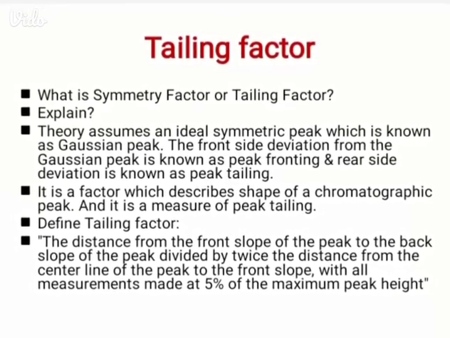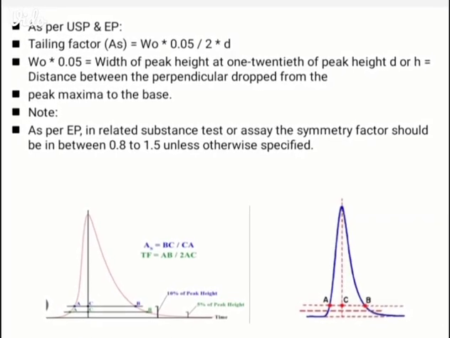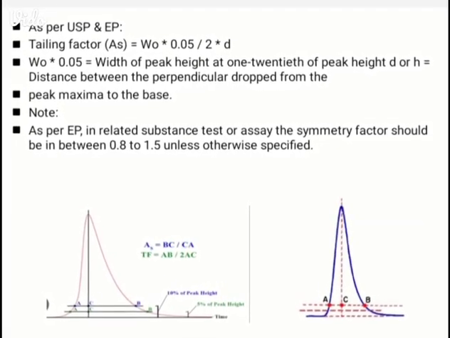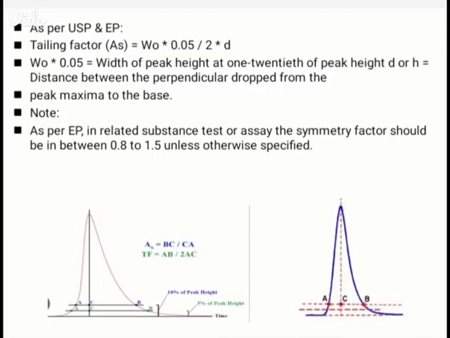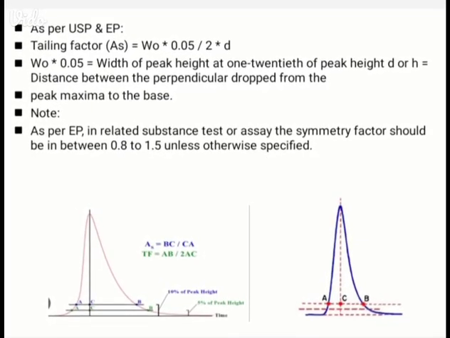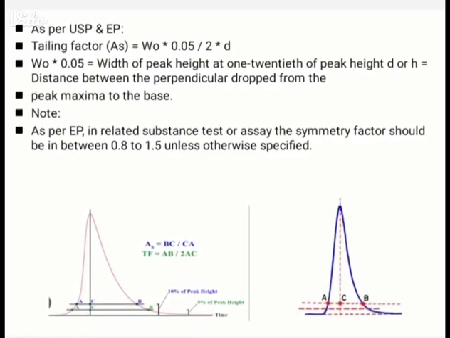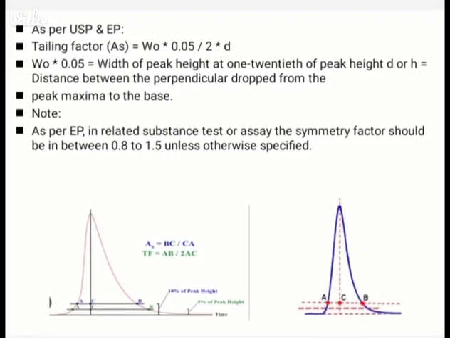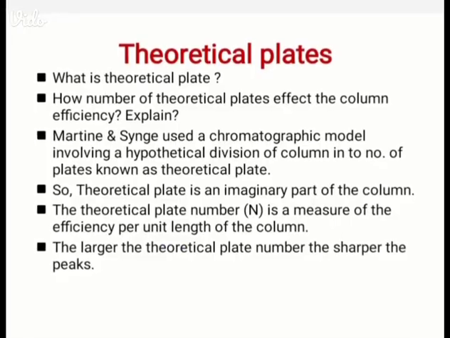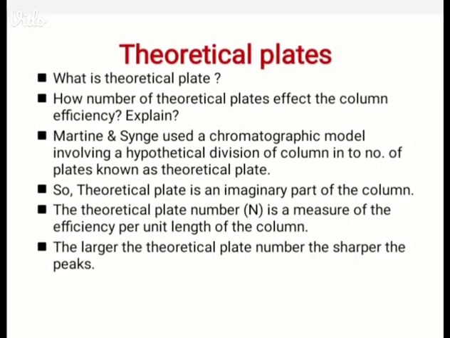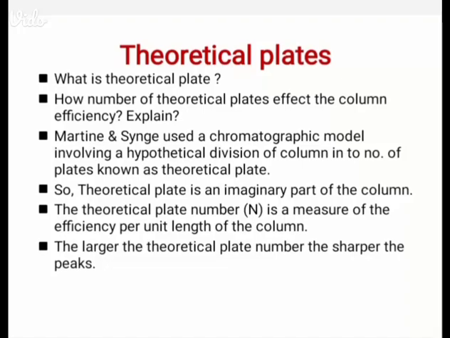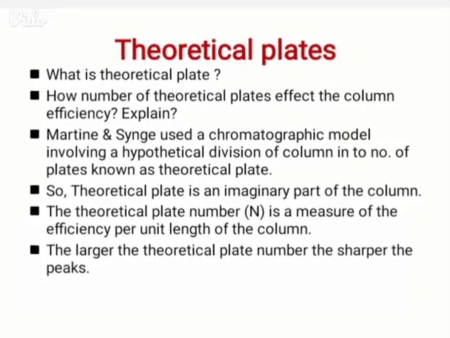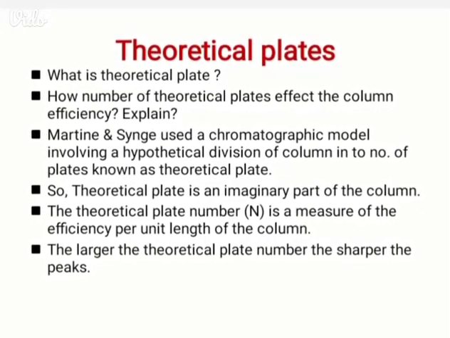It is the factor which describes the shape of the chromatographic peak, and it is a measure of the peak tailing. It is the distance from the front slope of the peak to the back slope of the peak, divided by twice the distance from the center line of the peak to the front slope, with all the measurements made at 5% of the maximum peak height. As per USP and EP, tailing factor is determined as As equal to the width of the peak at 1/20th of the peak height, and H is the distance between the perpendicular drop from the peak maxima to the base.